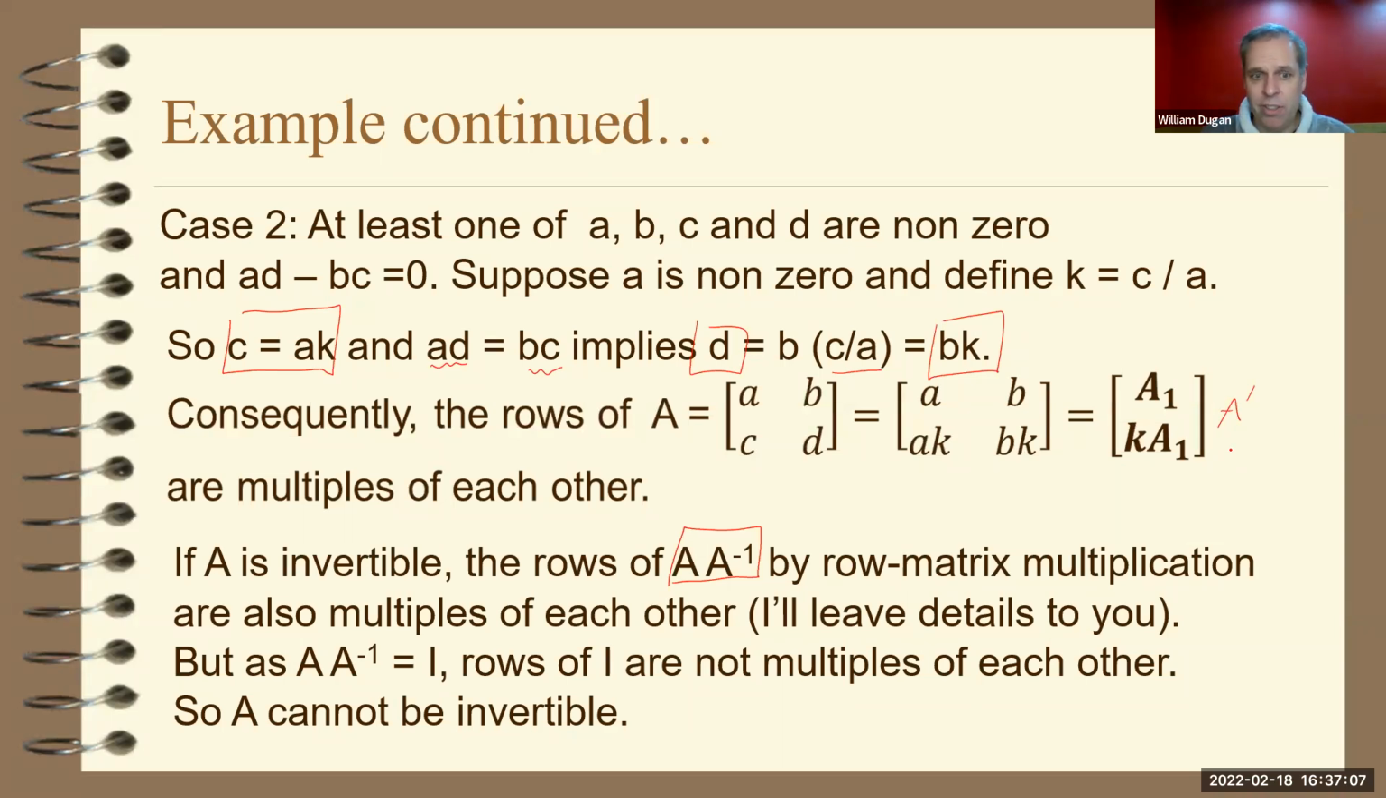But by definition, A times A inverse has got to be the identity matrix. And none of those rows are multiples of each other. That's a contradiction. That's just not possible. So the assumption that A is invertible is just false. So now we know that if the determinant is 0, the matrix cannot have an inverse.